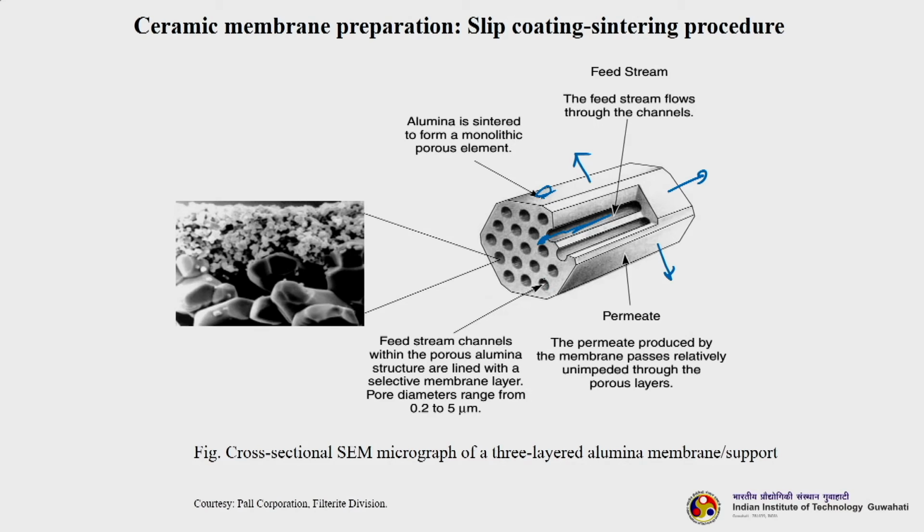So, here you can see this is the one scanning electron micrograph is shown here. So, you can see there are two distinct layers here. Okay. So, one is alumina structure, okay. So, above that there is another membrane layer which is deposited basically. The pore diameter is 0.2 to 5 microns. So, this is one layer, this is another layer.